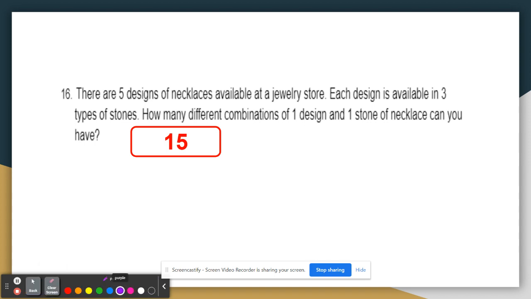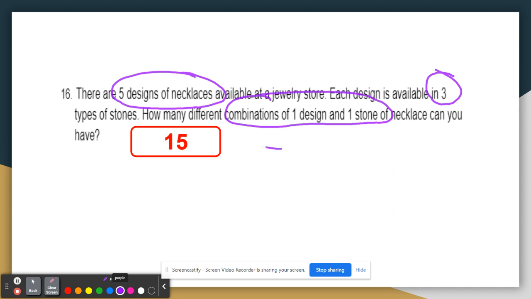So based on this, we know that we have 5 designs of necklaces and we have 3 types of stone. Look at the question. How many different combinations of one design and one stone? Because of those key components, we know that we need to multiply 5 times 3, which equals 15 combinations of one design and one stone of necklace.